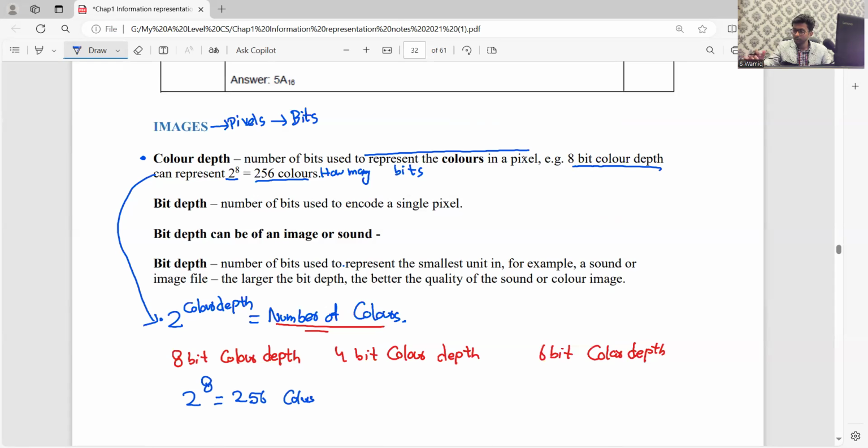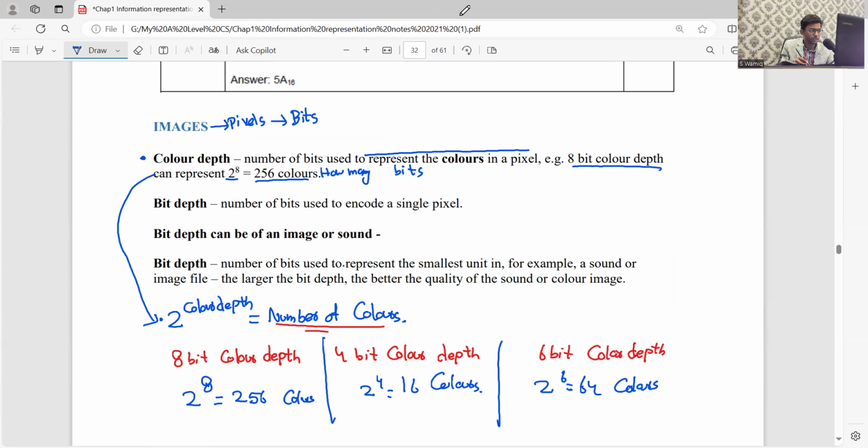Other than that, 2 to the power 4 is 16. That means the number of colors is going to be 16. And if the color depth is given as 6, this is going to be 1, 2, 3, 4, 5, 6, so 2 to the power 6 is 64 colors. So this is how you can calculate the number of colors.